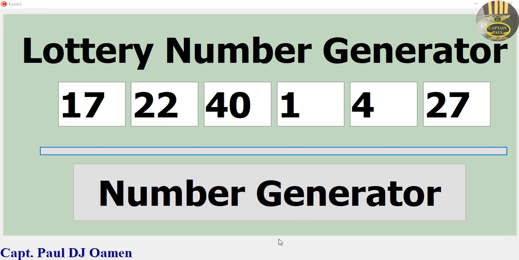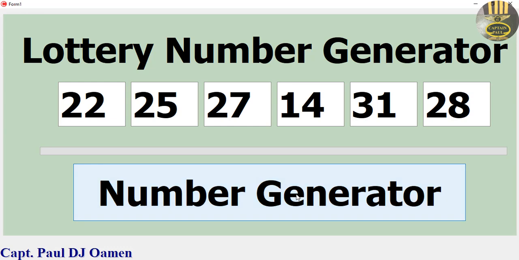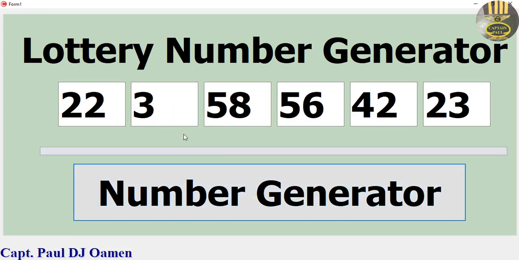Hi guys, and welcome to C++ tutorial of a lottery number generator developed using C++ Builder with a do while loop. Let me just show you how this works. When you click on this button, there we go, it generates different lottery numbers. So what I'm going to do now is take you straight into C++ Builder, and we'll put one of these together.